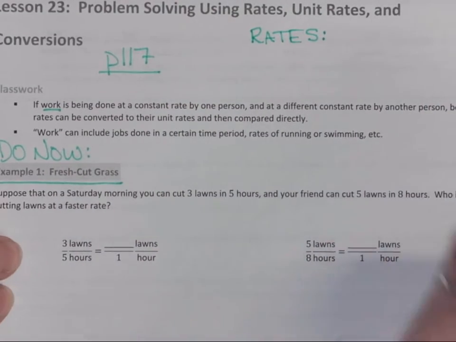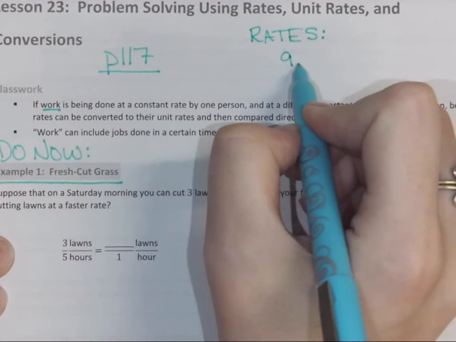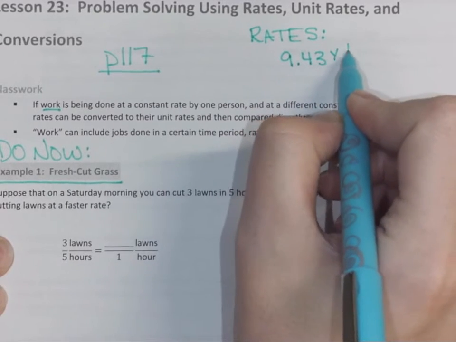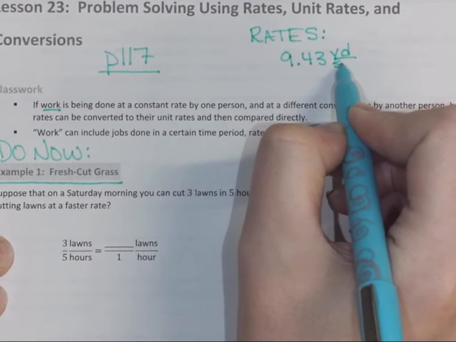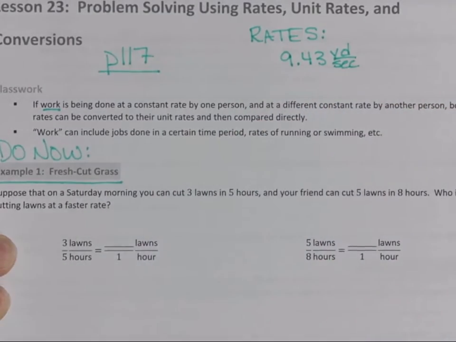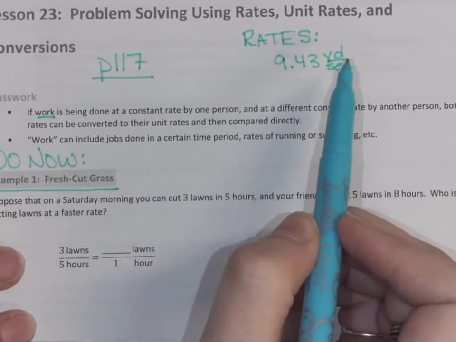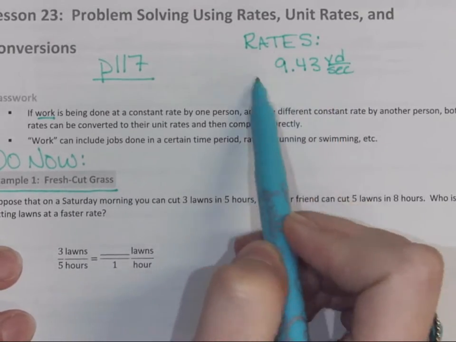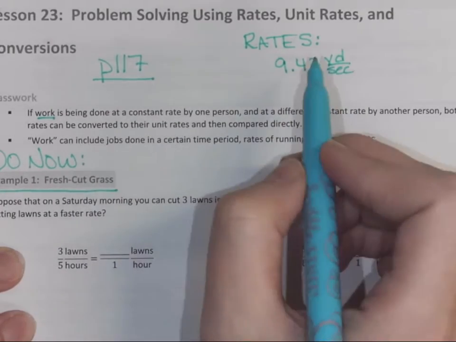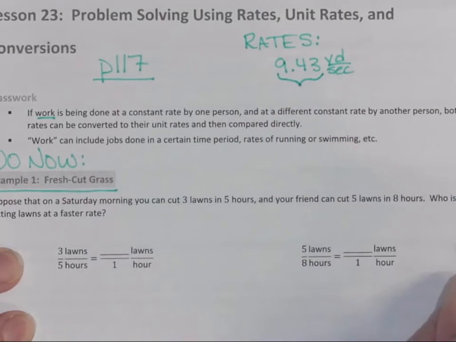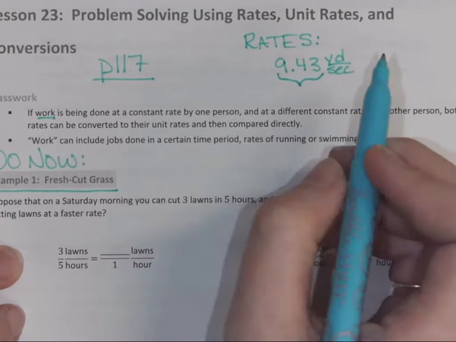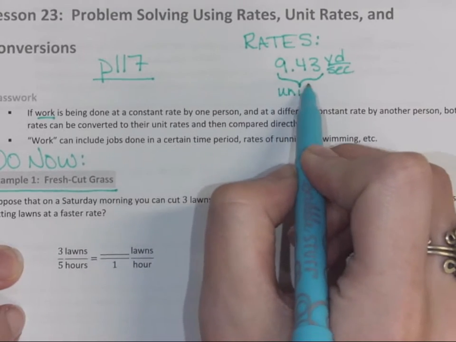If you notice behind me, we have a new anchor chart. Okay, here's the example. We use 9.43 yards per second. Now, when we say unit rate, what part of the rate are we talking about? Remember, the rate is the whole thing. The unit rate is what, Itza? The numbers, or the simplest form of the number in the rate, is your unit rate.